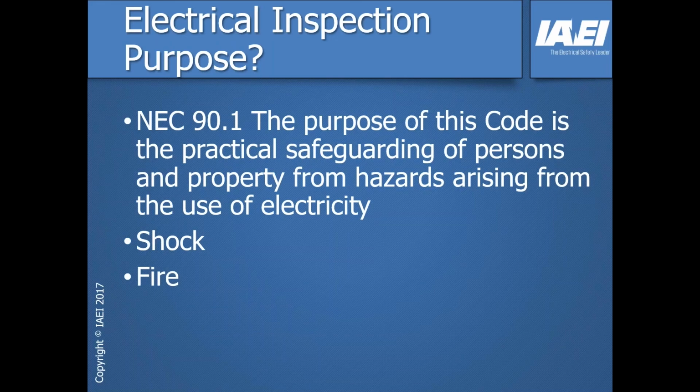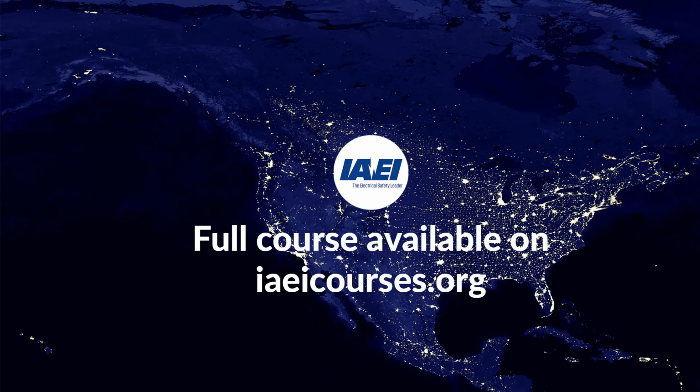So whether we're doing a plan review or a field inspection, whether it's a PV system or something else, we're there so that shock and fire don't occur. So that's the big picture. Are we there just to find something wrong for a correction notice, or are we there to prevent fire and shock through correct application of the code rules? That's the idea for electrical inspection. That's what we're trying to achieve.